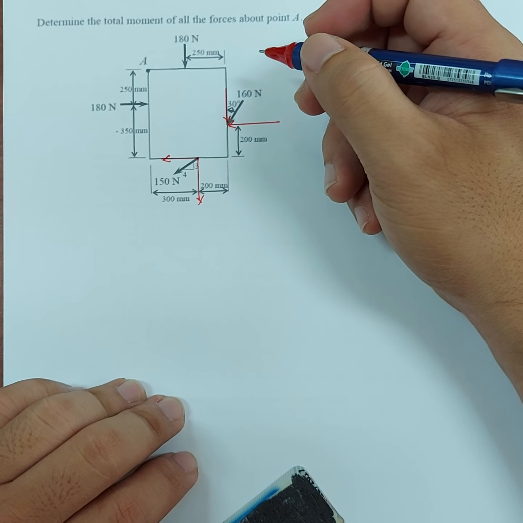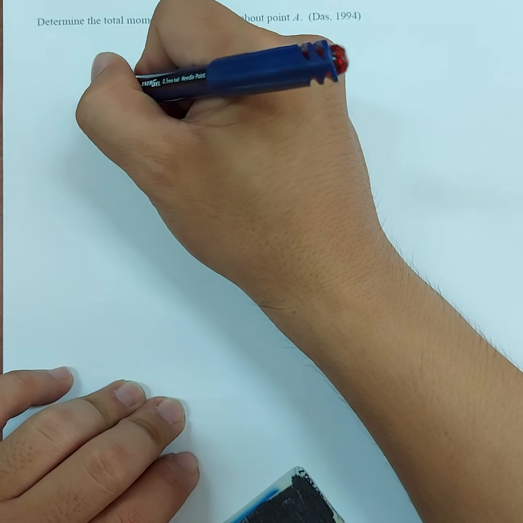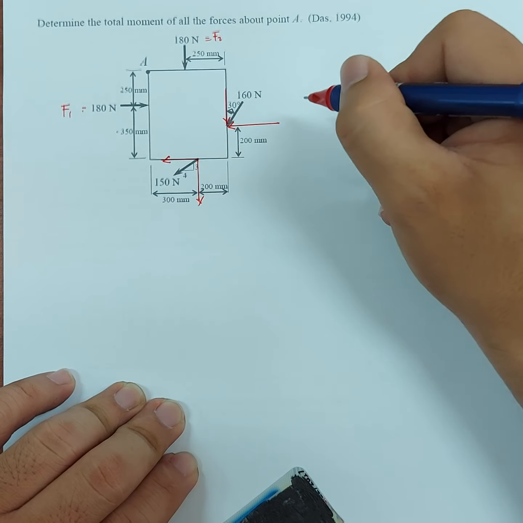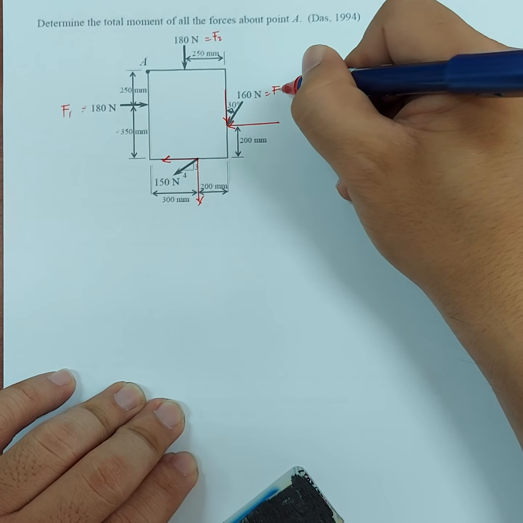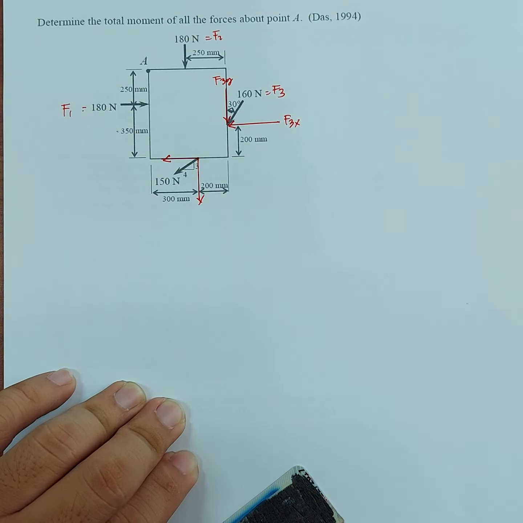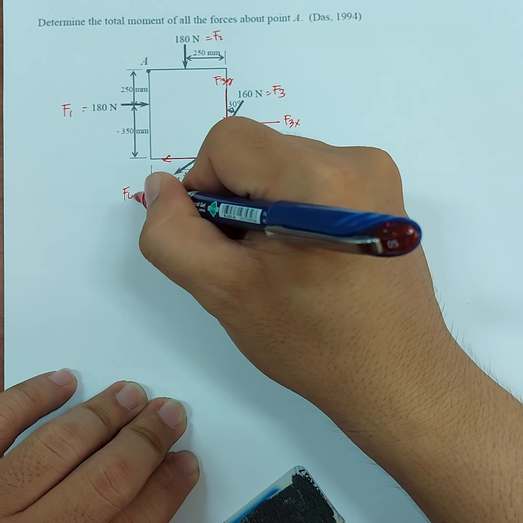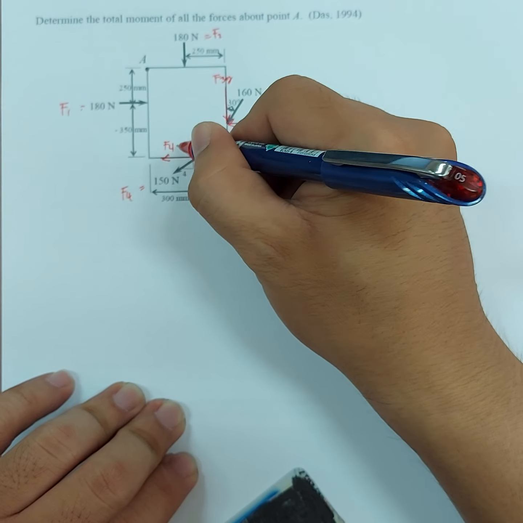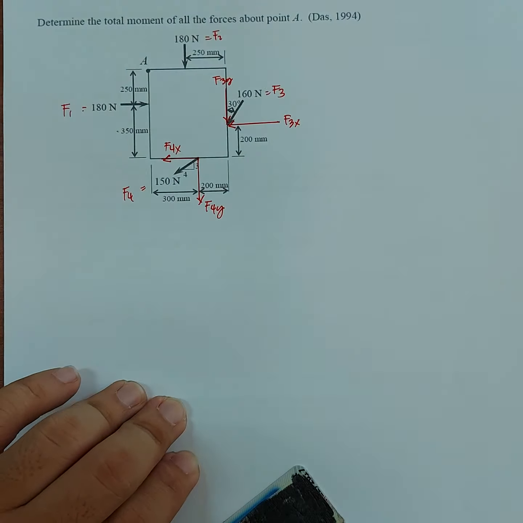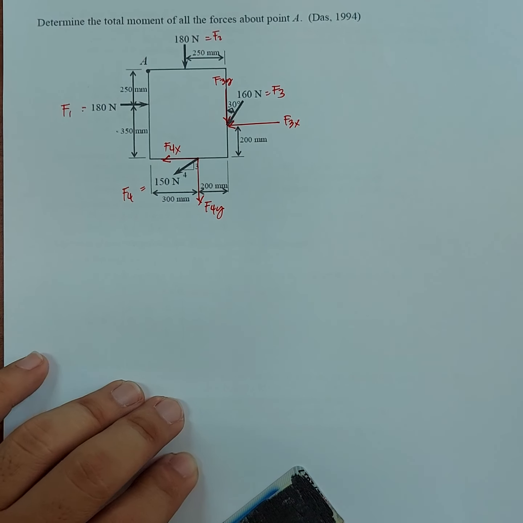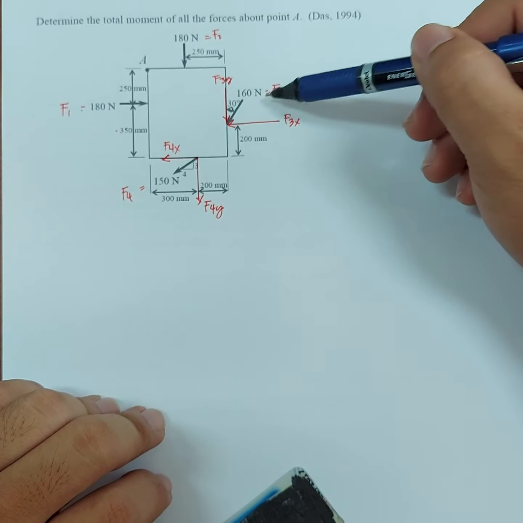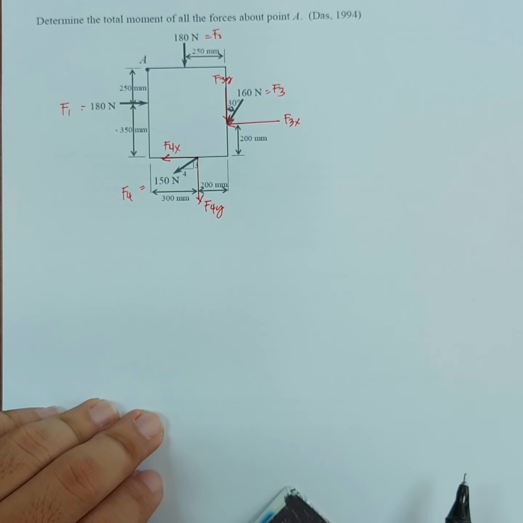Okay. Lagyan na lang natin ng label bawat force. Let's say this is F1, F2 ito, and this is F3. So this is F3x and this is F3y, and this is F4. So this is F4x, F4y. Alright, okay. Next is to solve, syempre yung total moment about point A would be the summation of moments of each force about point A. So let's start with F1.